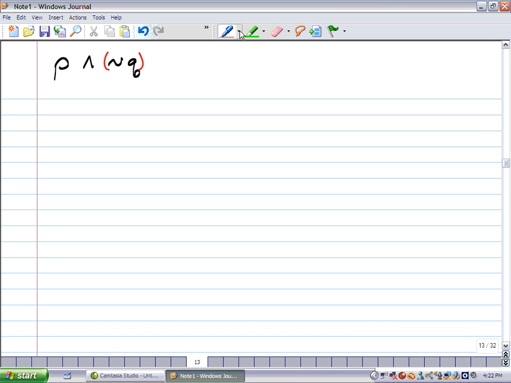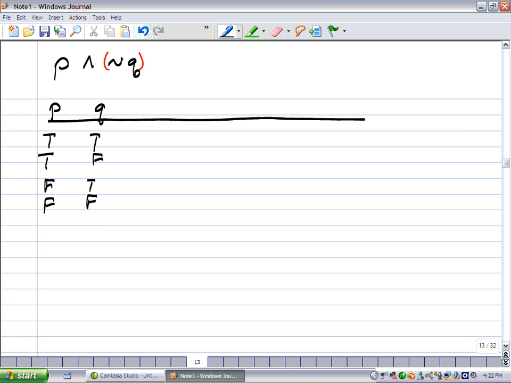The not Q, remember, has order of precedence. We have 2 letters, P and Q. So 2 trues, 2 falses, 1 true, 1 false, 1 true, 1 false. Now we're going to go across and make a longer table. Our work is going to be here in the middle, and then our table is actually going to be this part along with whatever our last answer is.